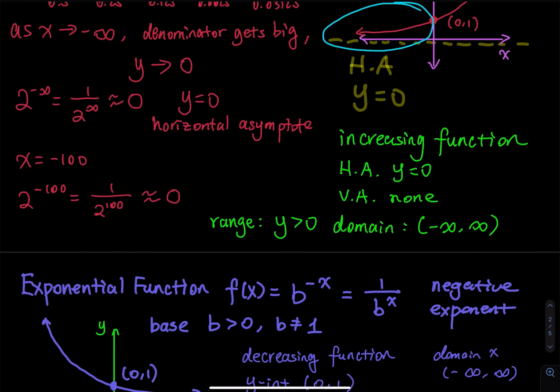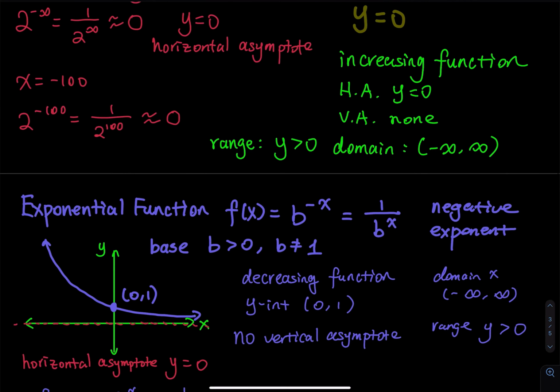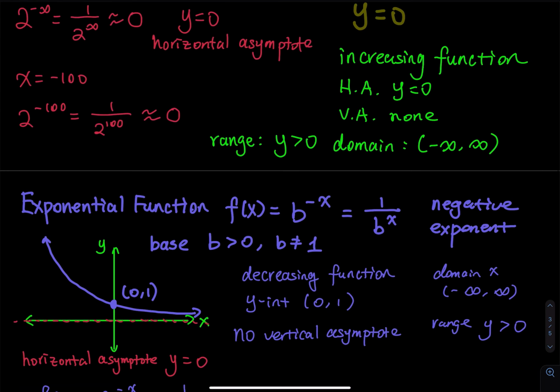So what happens if you change the x to a negative x? For the negative exponent, we still follow the same rule for the base. The base cannot be equal to 1 and the base must be greater than 0. And then here is the graph if you change the x to negative.